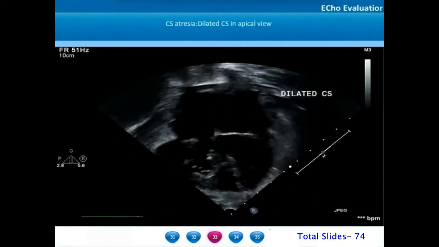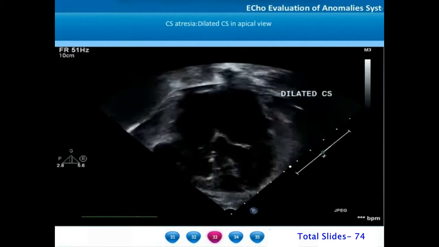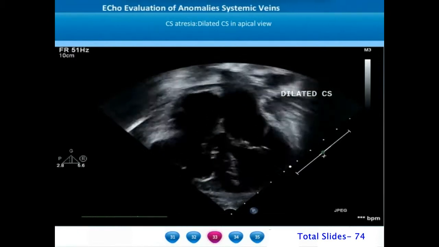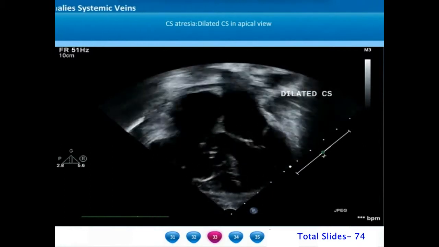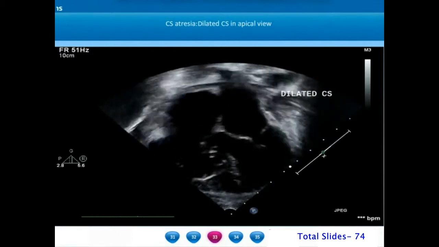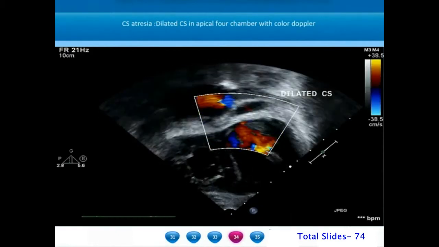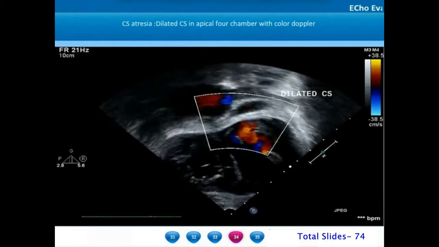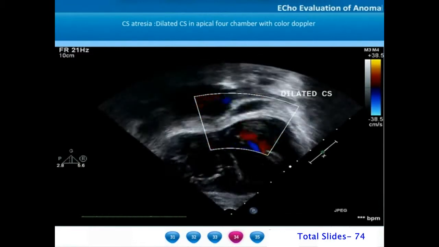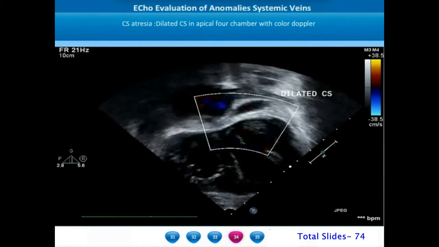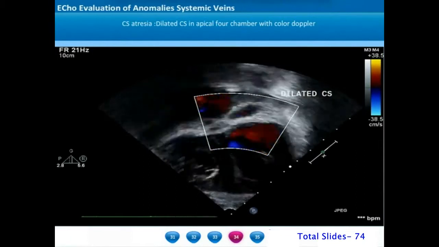In the same patient with coronary sinus ostial atresia, when we come to the regular four-chamber view, we can appreciate the dilated coronary sinus just above the mitral annulus. With color Doppler, we will notice that the dilated coronary sinus is not entering into the right atrium at all due to coronary sinus ostium being atretic.